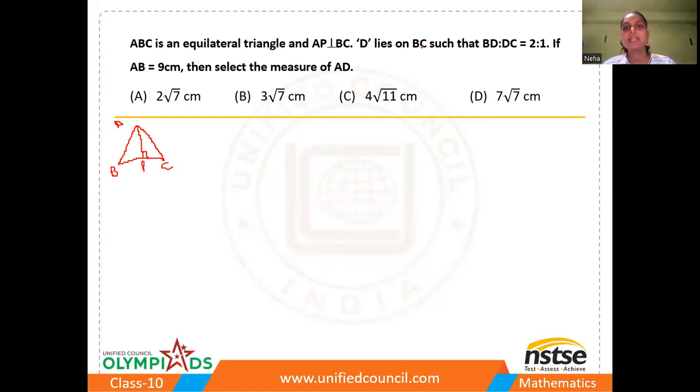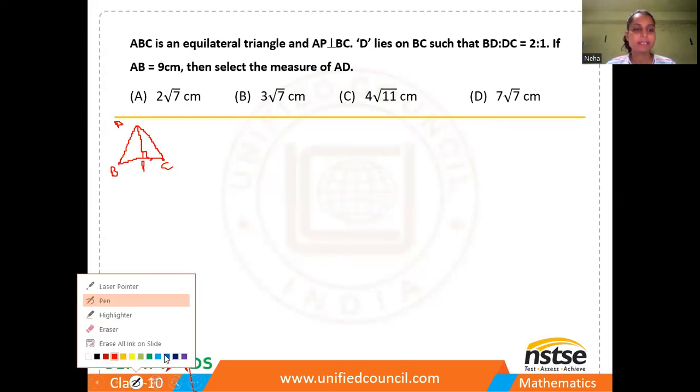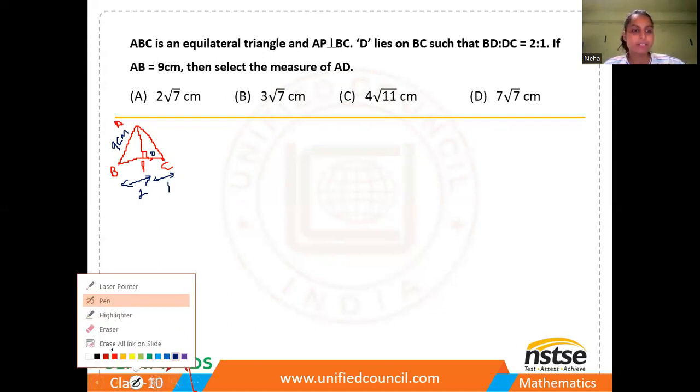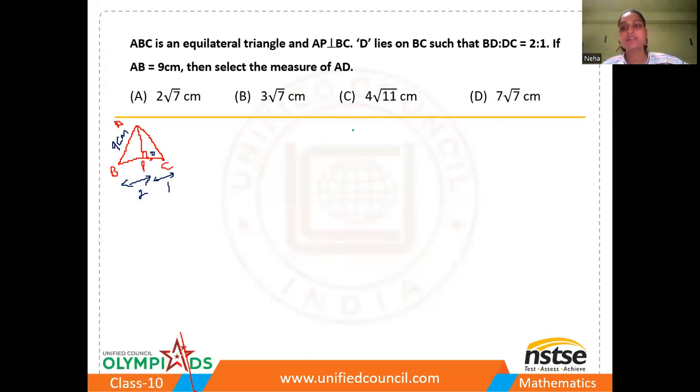D lies on BC such that BD ratio DC is 2:1. So somewhere a point D lies here. Let's suppose this is your point D. So basically this is in the ratio 2:1. If AD is equal to 9 centimeter, this side is equal to 9 centimeter, then select the measure of AB. So we have to find out the measure of AB. Clear? Alright.